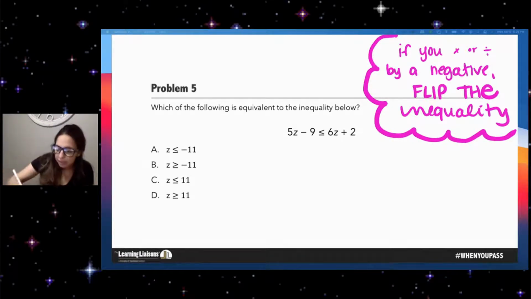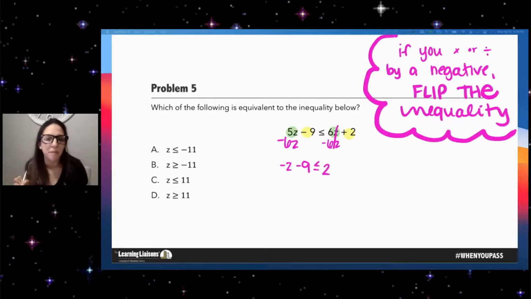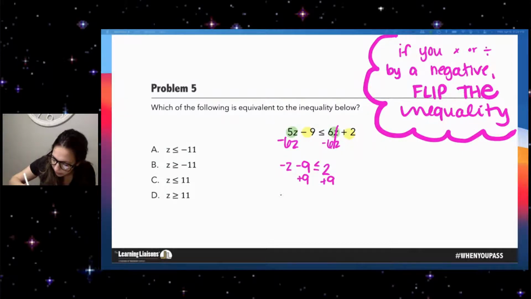So I'm trying to get my z's together, and I'm trying to get my constants together. So I'm going to subtract 6z from this side. 5 minus 6 is negative z minus 9. Have I multiplied or divided by a negative yet? No, I just subtracted. So that has nothing to do with our special rule. Now I'm going to add 9 to both sides. And I have negative z is less than or equal to 11.